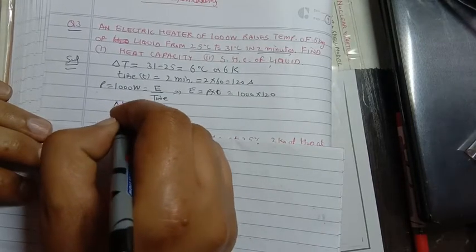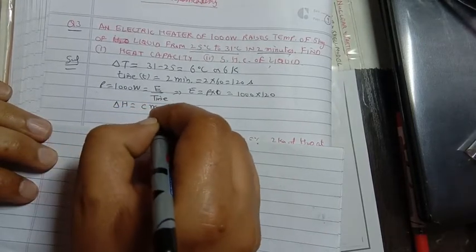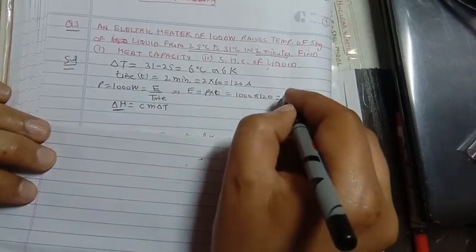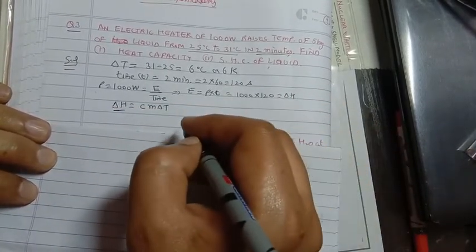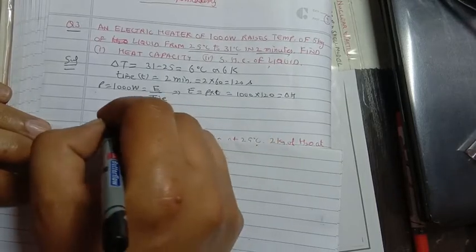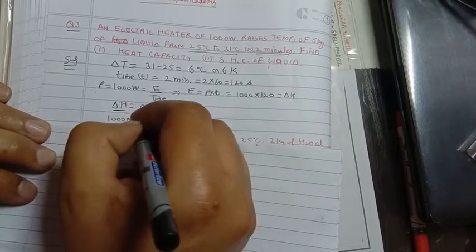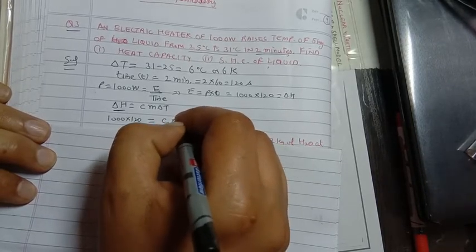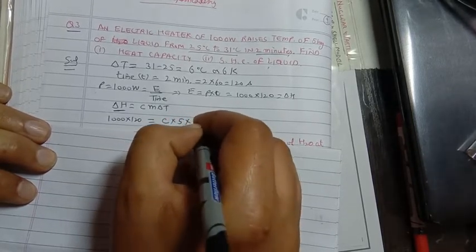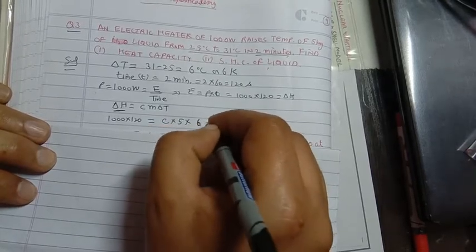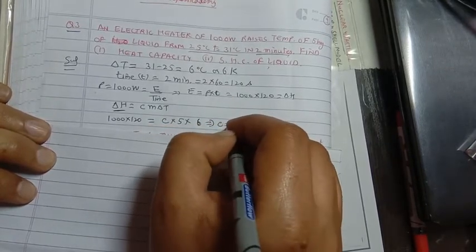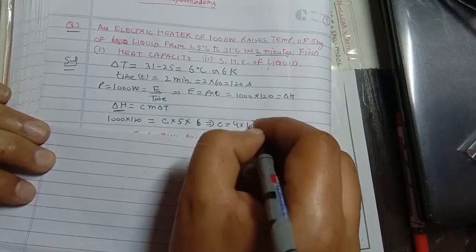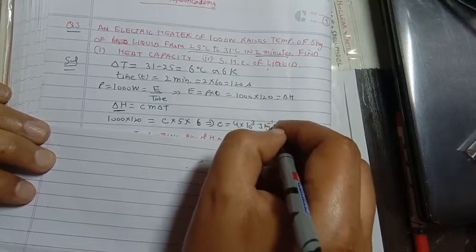Again, delta H is equal to C into M into delta T. This delta H is nothing but 1000 into 120. So if you substitute the values, 1000 into 120 equal to C into mass 5 into change of temperature, which is 6. If you solve this, the value of specific heat capacity comes out to be 4 into 10 raised to power 3 joule per kg per Kelvin.